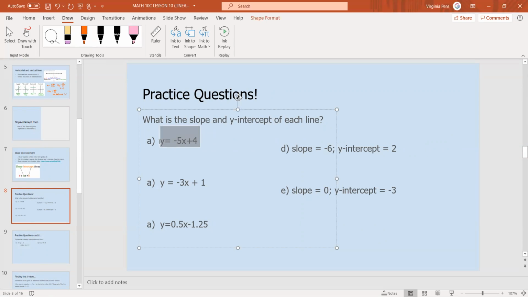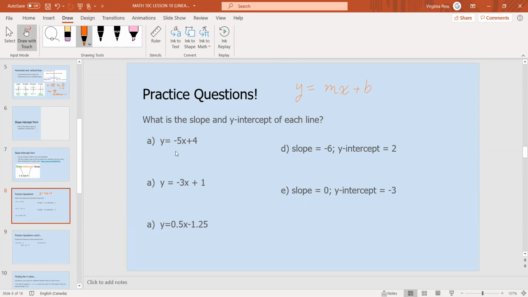So over here, I have a lot of equations for us to work with. They are equations of lines, and I want to find the slope and y-intercept of each line. So let's give it a shot. Remember from before, y is equal to mx plus b, right? That was our formula for the slope-intercept form. What was m? m was the slope, and b was the y-intercept.